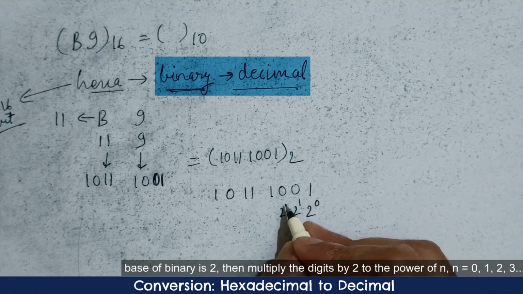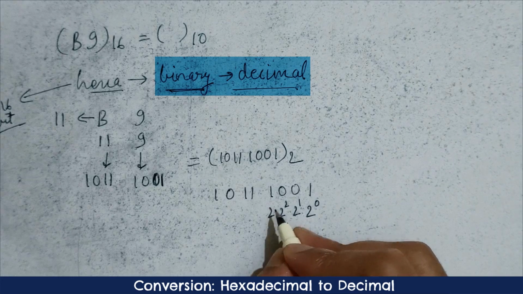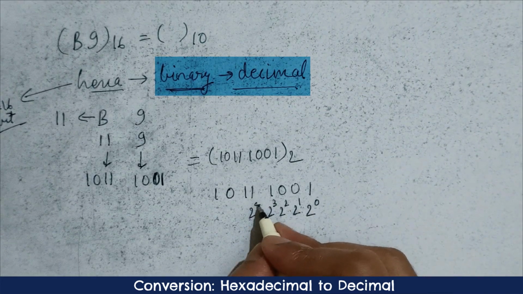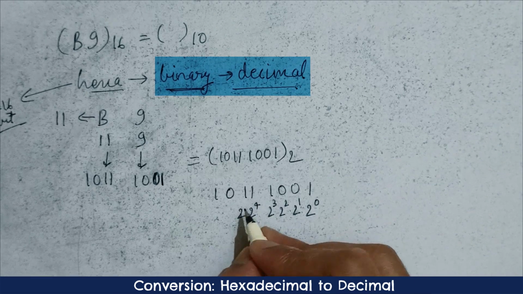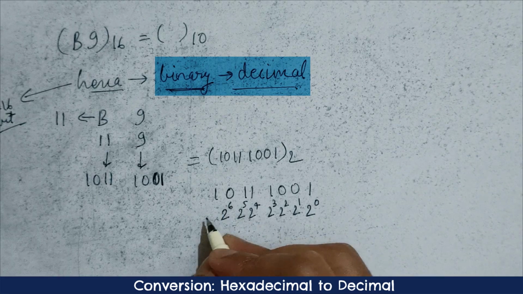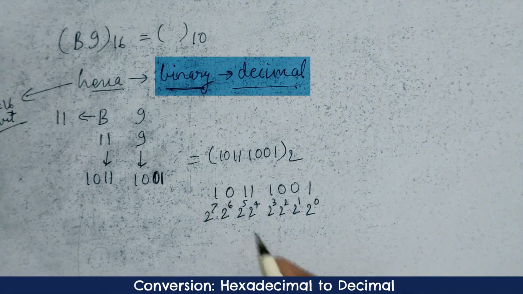0 by 2 to the power of 2, multiply 1 by 2 to the power of 3, multiply 1 by 2 to the power of 4, multiply 1 by 2 to the power of 5, multiply 0 by 2 to the power of 6, multiply 1 by 2 to the power of 7.